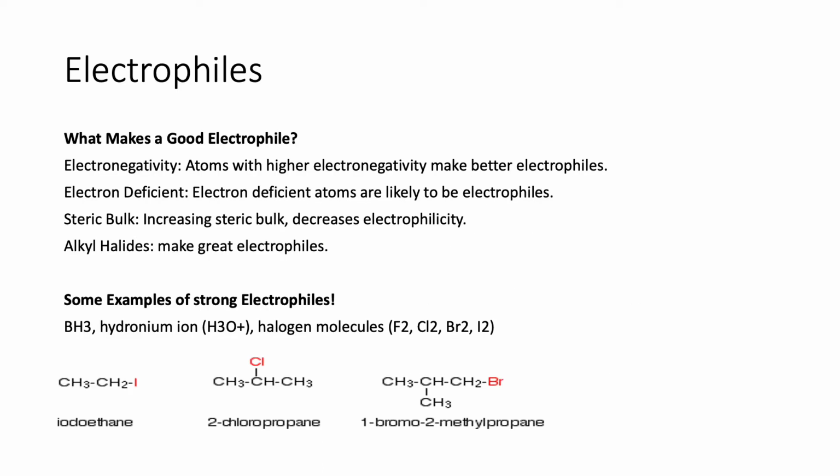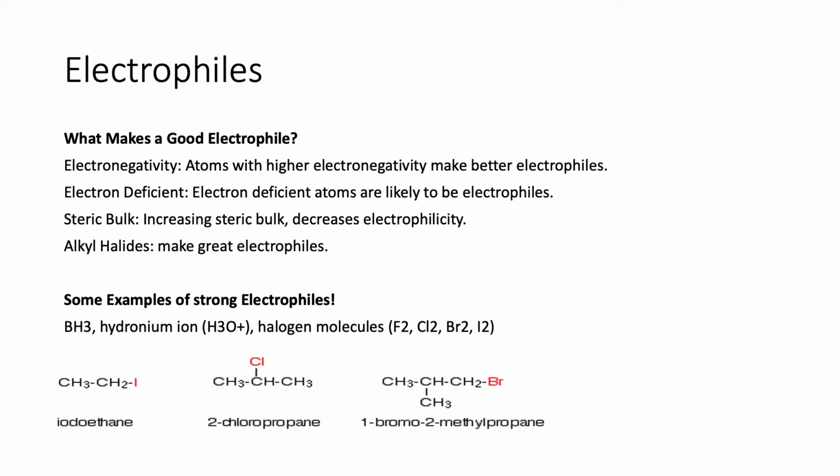So now we're going to talk about electrophiles. What makes a good electrophile? Atoms with higher electronegativity are going to make better electrophiles, for the same reason that electronegative elements pull electron density towards themselves. Electron deficient atoms are likely to be electrophiles. And with increasing steric bulk, electrophilicity is going to decrease. So in general, the bulkier a molecule is, the less reactive it's going to be.